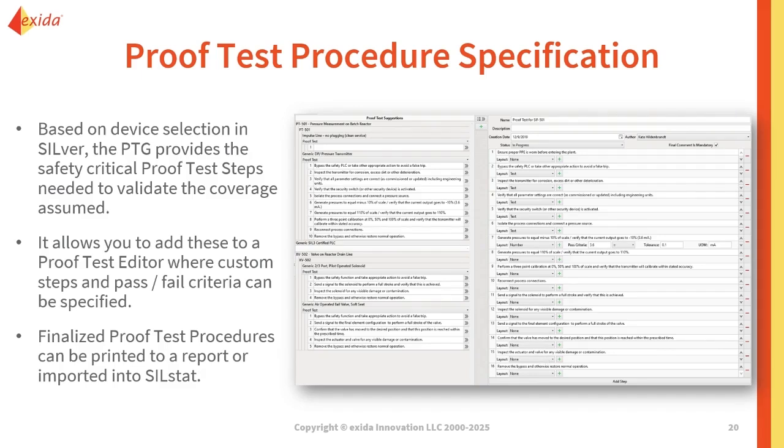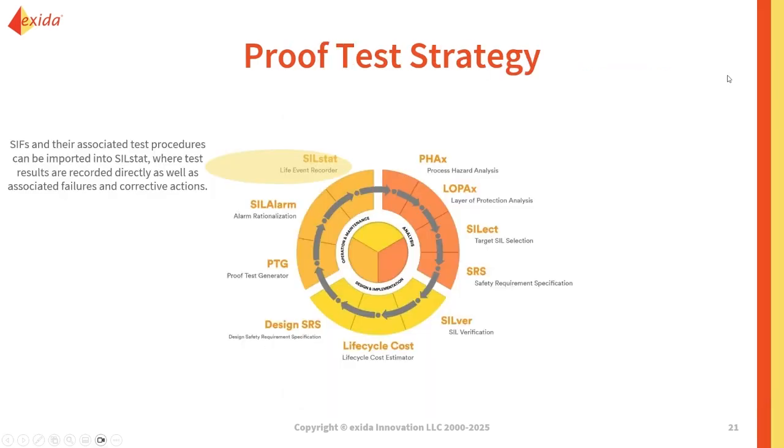Once your proof tests are finalized, you'd be able to generate a report of your proof test procedures in Microsoft Word or import them into an operation and maintenance tool that will help you keep track of your maintenance activities. In our case, you can import into Silstat. Silstat is going to remind you when proof tests are up and coming.